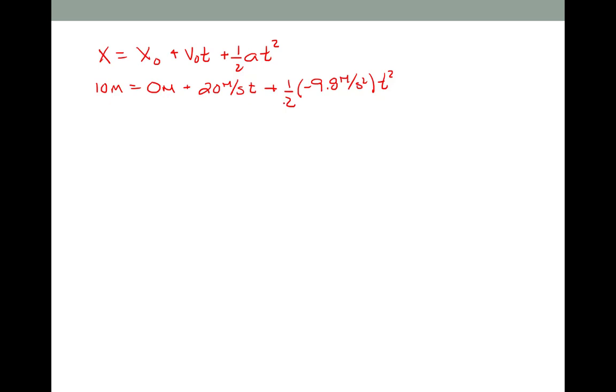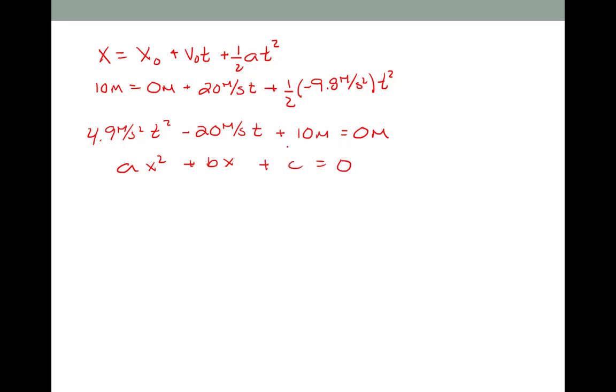And now I'm going to rearrange this formula. I'm going to take everything that isn't a zero and move it to the left-hand side of the equation. So again, 9.8 divided by 2 is 4.9. When I move that to the other side, it becomes a positive 4.9 meters per second squared times t squared. When I move the 20 meters per second t to the other side, it becomes negative. The 10 meters is along for the ride, and I set that all equal to 0. And if you look, we now have an equation of the form ax squared plus bx plus c equals 0, where in this case, a is 4.9 meters per second squared, b is negative 20 meters per second, and c is 10 meters.